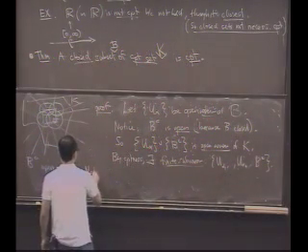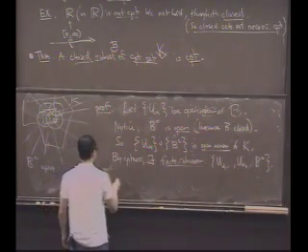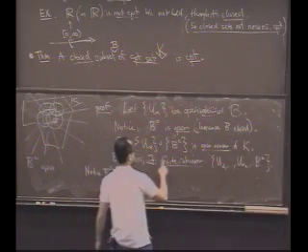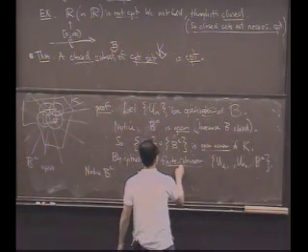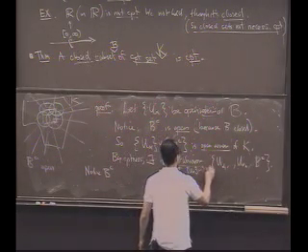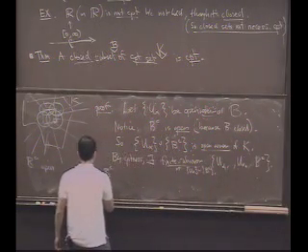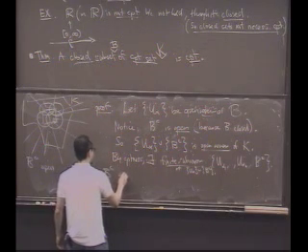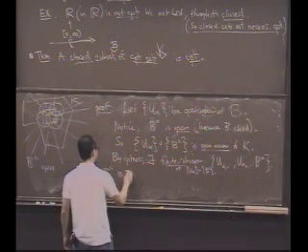And notice B complement. So we should be clear. This is a finite subcover of U alpha union B complement. Notice B complement does not cover B. How about this? B complement intersect B is empty.